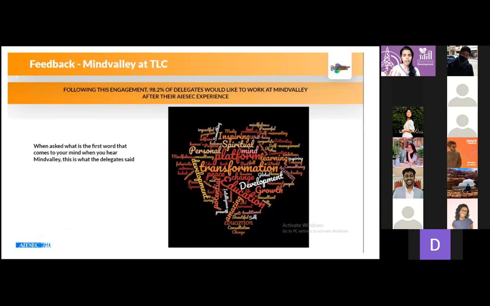These are the questions that we include in the feedback forms for the delegates every day after a partner space. Then we share those outputs with the partner to see what kind of direct sharings there were from the delegates. As you can see here, we also mentioned that 98.2% of the delegates would like to work at Mindvalley after their ISEC experience, which is very valuable for the partner to see the kind of relevance the brand has to ISECers.